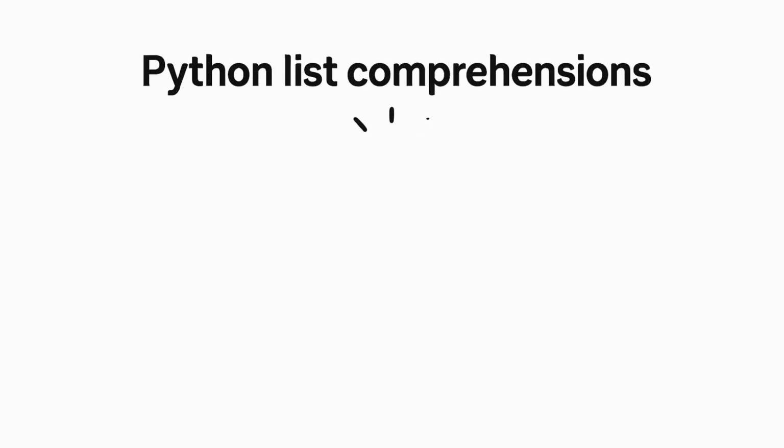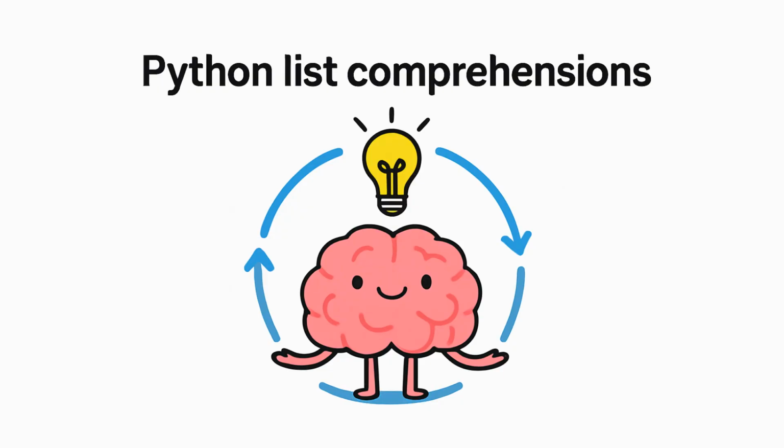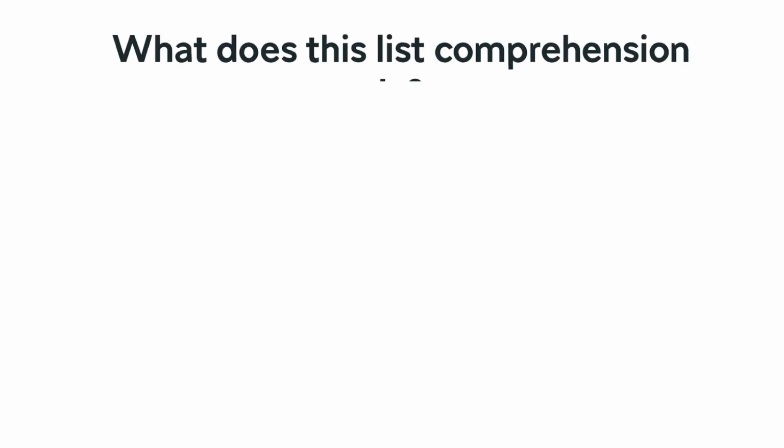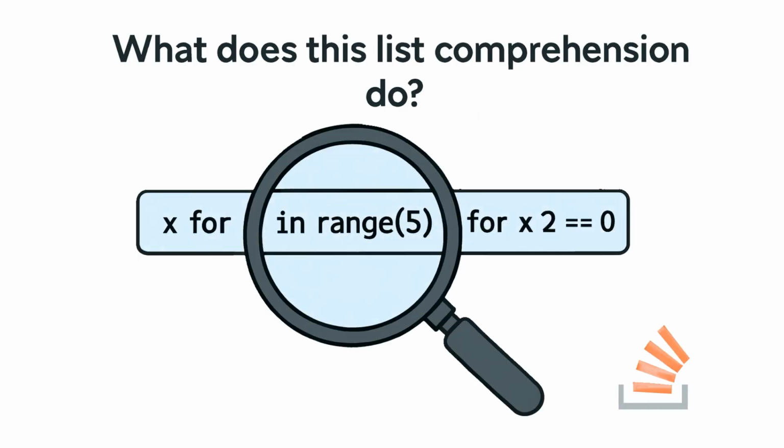Python list comprehensions look a bit strange at first, but once they click, they feel like a superpower. In fact, one of the most upvoted Python questions on Stack Overflow is basically, what does this list comprehension do? So let's unpack it in a clear, simple way.